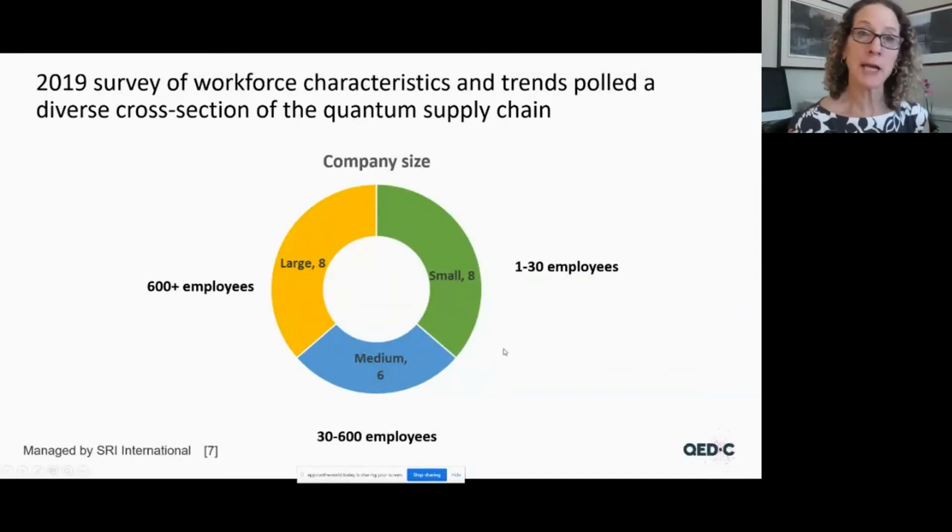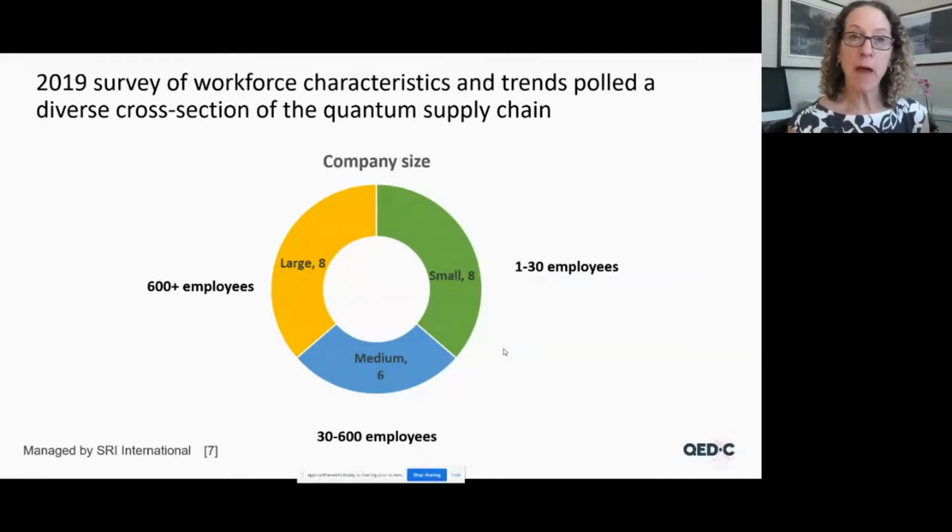So it's a good cross-section in terms of the types of companies, the size of companies, and also the nature of their business was quite diverse. Now, a big company that has 600 or more employees, you can think of what they might be. We heard from some of them yesterday, Honeywell, for instance, IBM, others.